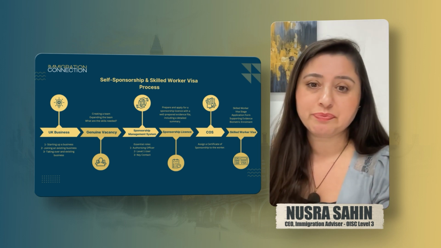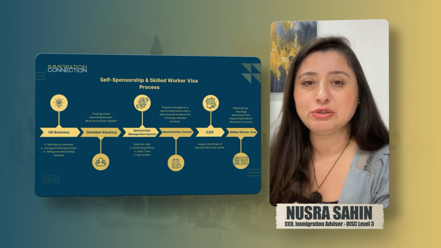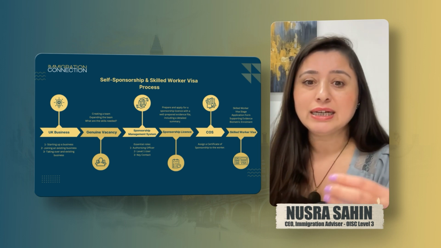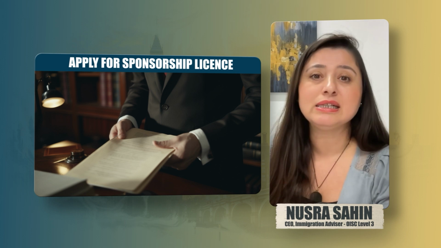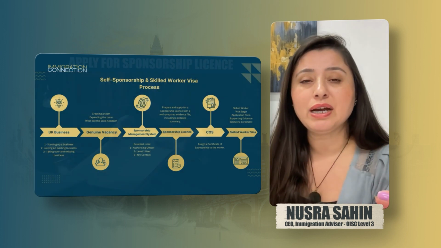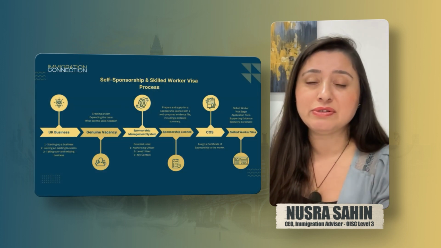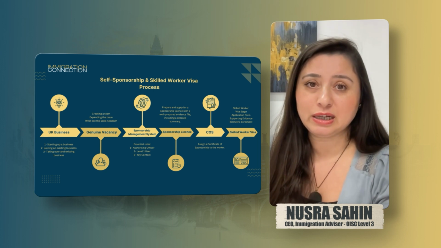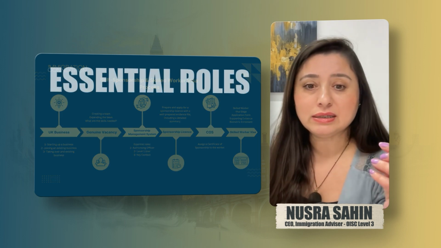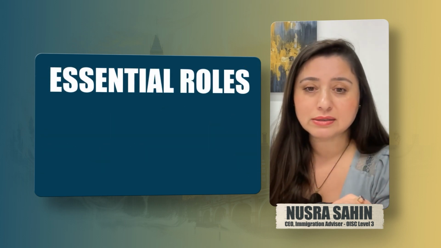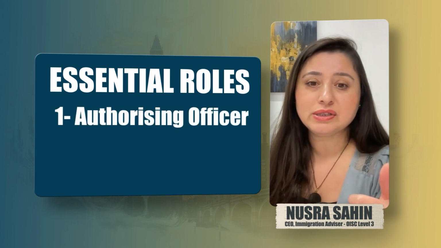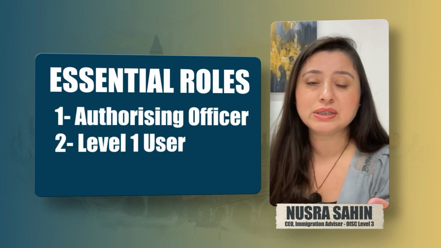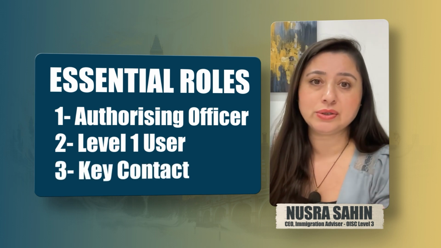and procedures. Once this sponsorship management system is established, they then go ahead and apply for the sponsorship license by providing the supporting evidence relevant to that application and filling in an application form. Look at the essential roles I described in this chart. First one is authorizing officer, second one is level 1 user, and third one is key contact.